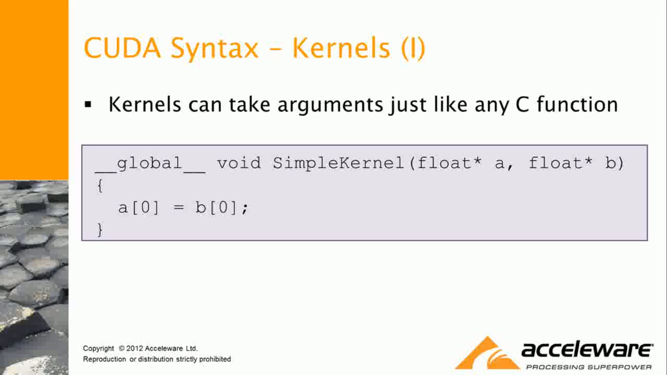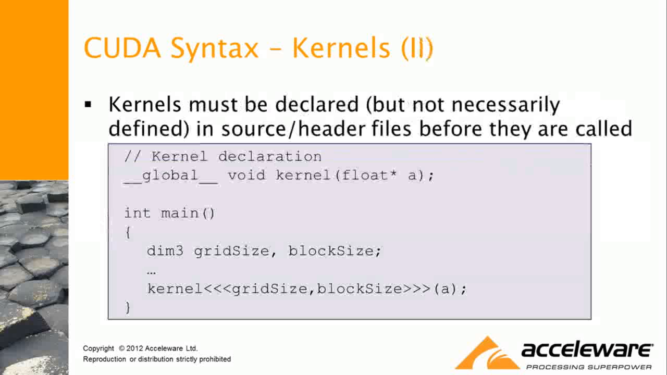This is a kernel, as promised, __global__. It's called simple kernel. It takes 2 pointers, A and B, and sets the 0th value of A to B. This is a really bad example because if you launched 1,000 threads to do this, all 1,000 would set the same value of A and the same value of B, which is excessively redundant. The kernels need to be declared, but not necessarily defined in the source or header file. So when you call your kernel down here, you at least need to forward declare it here. You can also obviously define it in the same function.